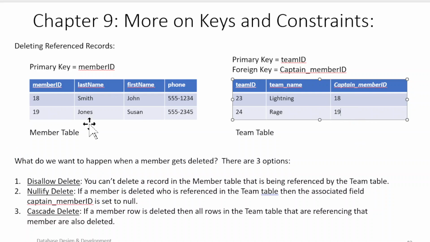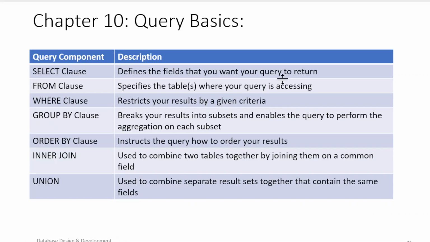You can nullify a delete, meaning if I delete this row, this 19 will turn to a null. You can set up a trigger that will cause that. And finally, you can have a cascade delete, where if I delete this row, it'll go through and delete every row where there's a 19 reference. So just keep in mind, those are some ways you can deal with that.